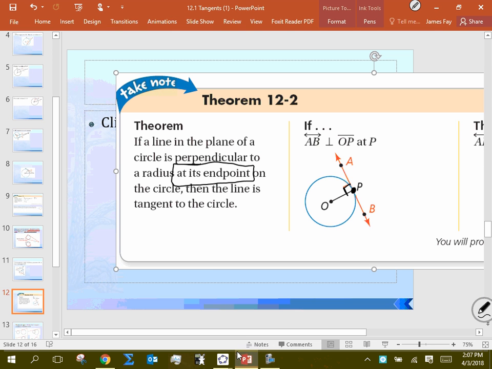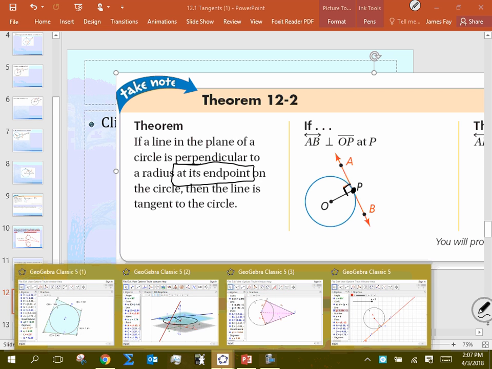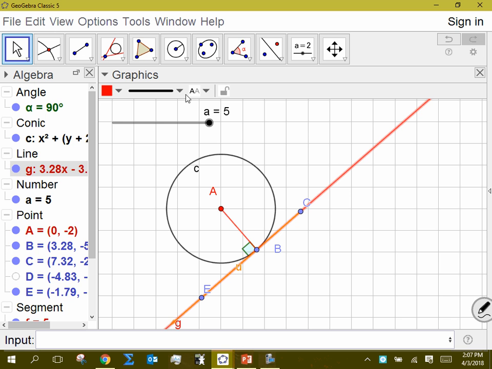Okay. But if I construct a picture for you here real quick. Computer's been slow today. All right.